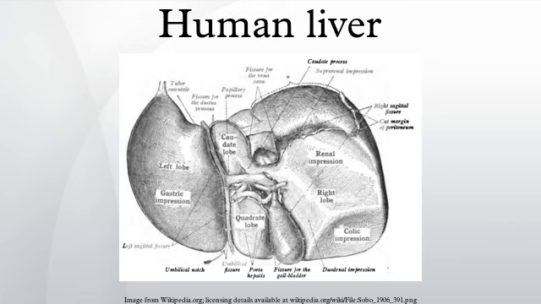The right lobe is further divided into an anterior and posterior segment by the right hepatic vein. The left lobe is divided into the medial and lateral segments by the left hepatic vein. The fissure for the ligamentum teres also separates the medial and lateral segments. The medial segment is also called the quadrate lobe.